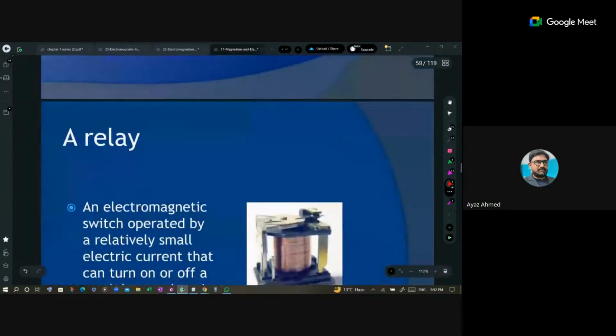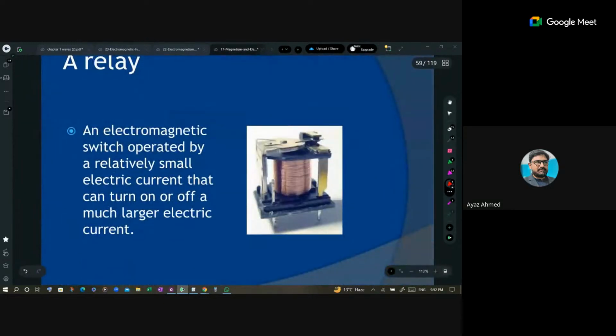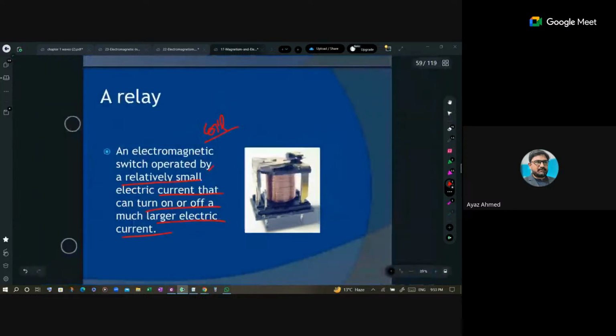Then the use of electromagnets. These are the electromagnets. Here we use iron as a core. An electromagnet is a switch operated by a relatively small electric current that can be turned on and off, controlling a large current. For example, these are the coils, and the relay is asked of you.